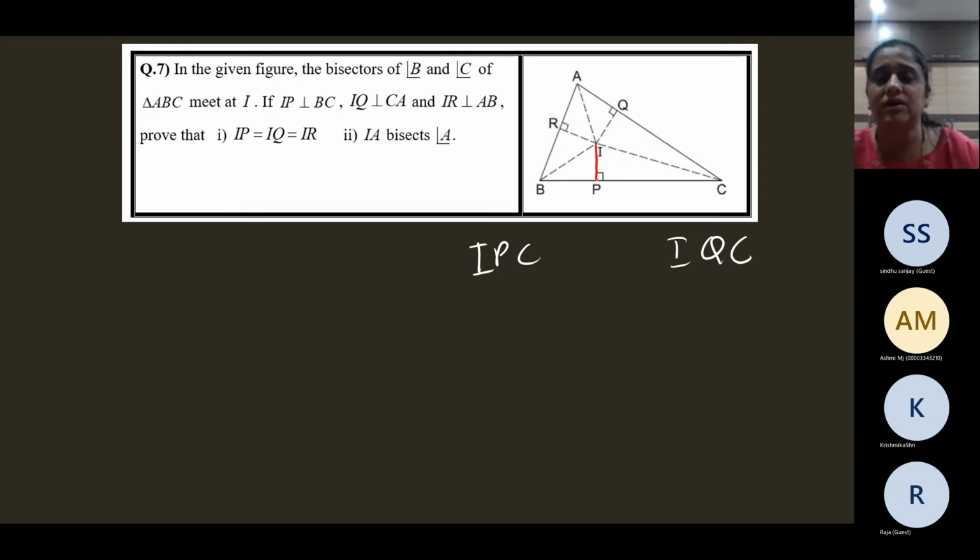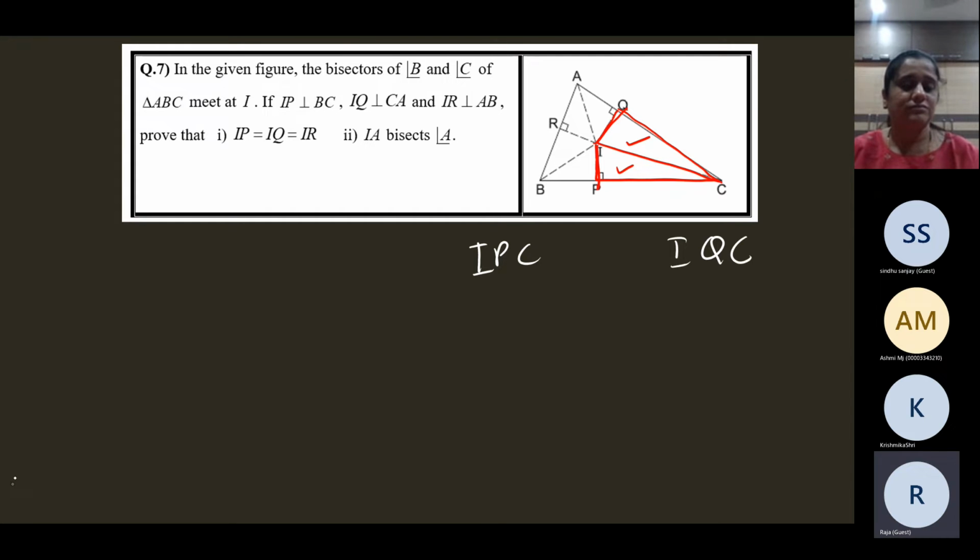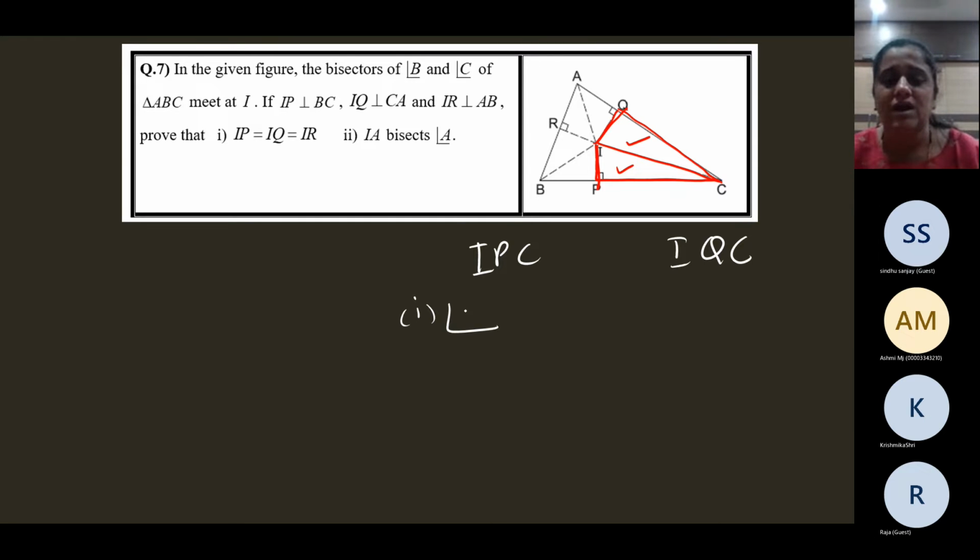We are taking up this triangle and this triangle, these two triangles, this one and this one. Because this has IP, this is IQ. Yes, Raja. Ma'am, angle P in the triangle IPC is equal to the angle Q in the triangle IQC. Correct. Angle IPC is equal to angle IQC is equal to 90 degrees, given. Correct. Next.